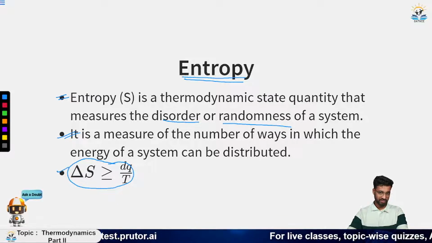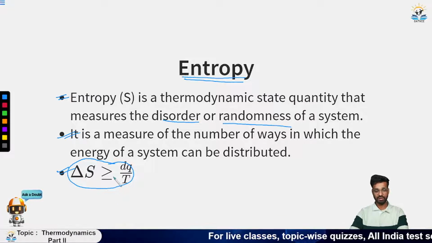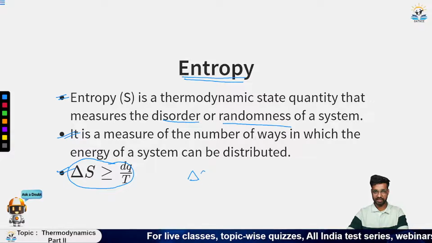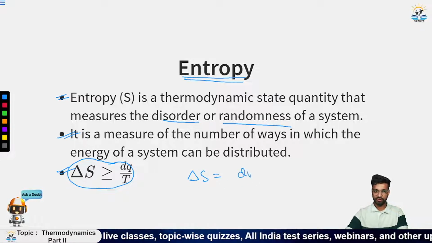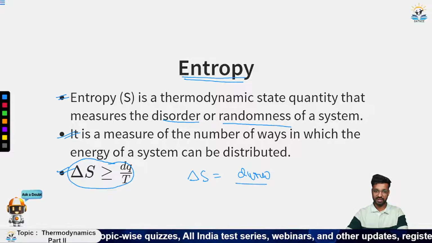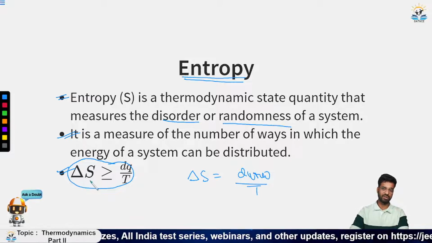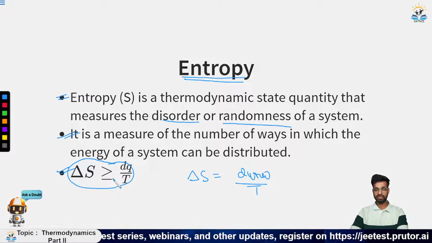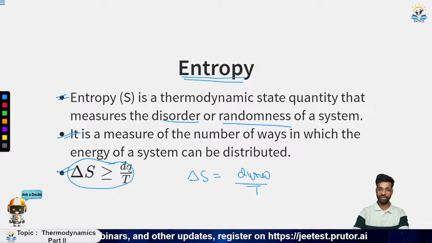So this is a general formula, and not the typical formula you see everywhere, that is delta S is equal to dq reversible by T. That will come in the later slides, but this is the more general formula, that is delta S is greater than or equal to dq by T.